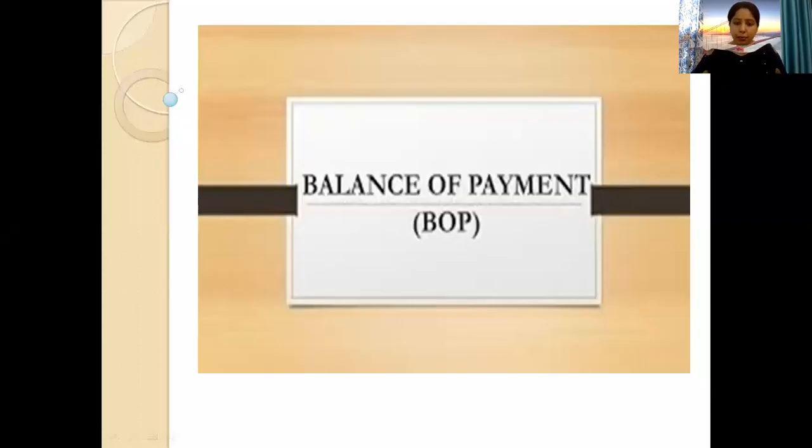Topic is balance of payment. As the name suggests, it's a balance of different types of payments made for the purpose of transactions by a country. Transactions can be of various types, maybe of goods, services, unilateral transfers, that is single-sided transfers, or maybe some capital transfers, maybe of assets or some financial assets. So let's start.